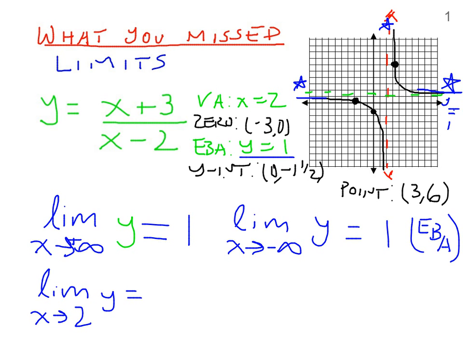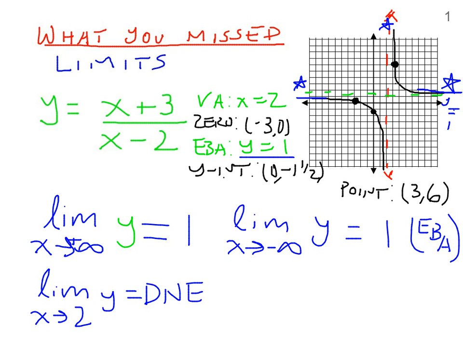Well, we can kind of see that there's a problem here. If we look from the right, the function value is getting bigger and bigger and bigger. But from this side, notice we've got another problem. The value is getting smaller and smaller and smaller. So the first thing that we can say is that this thing does not exist.